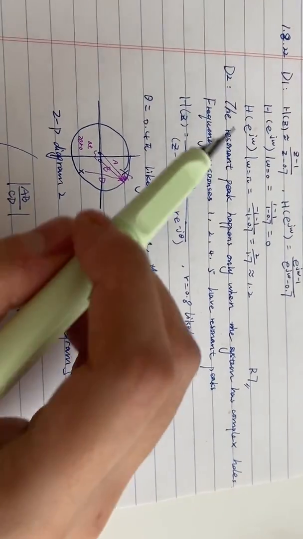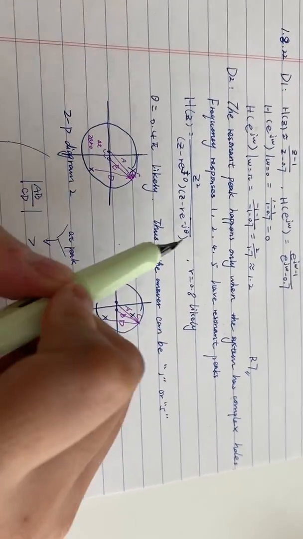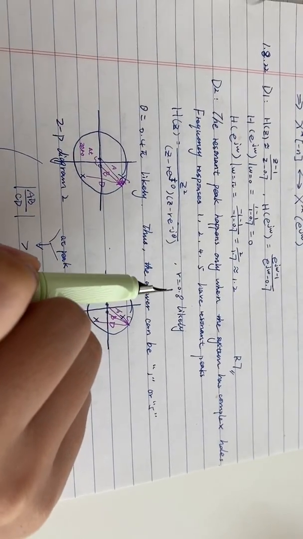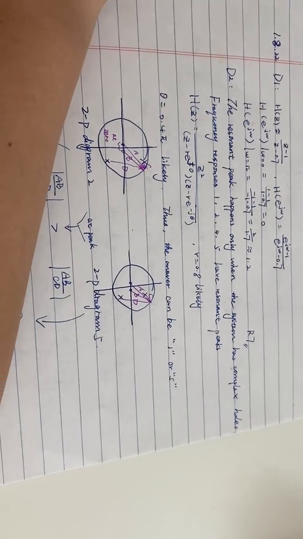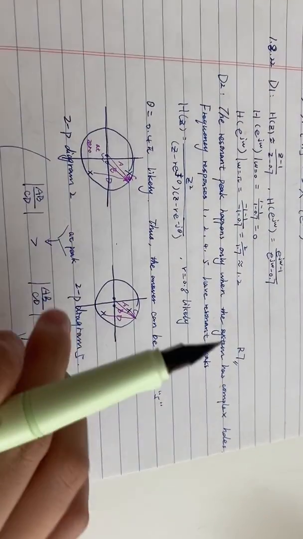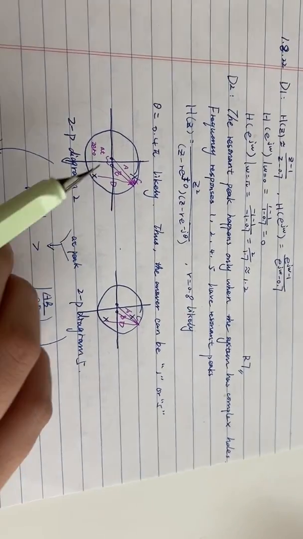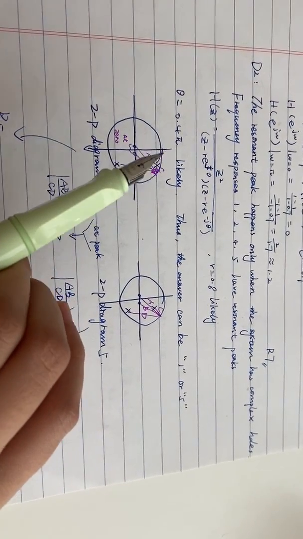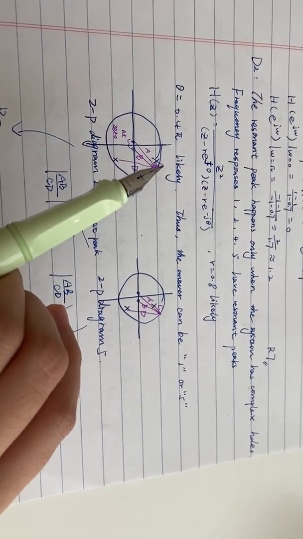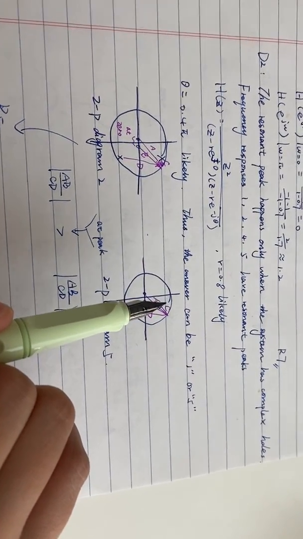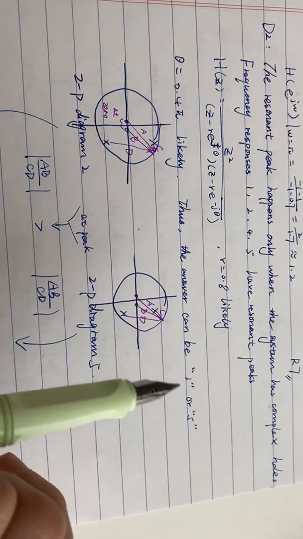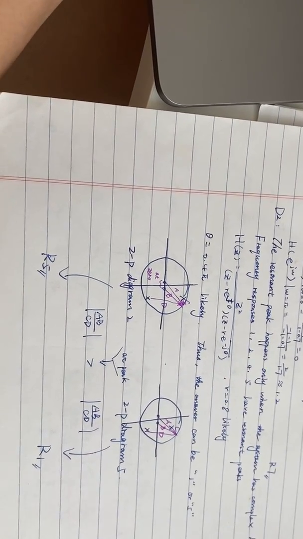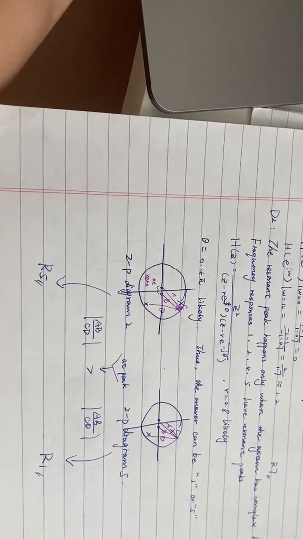Then we can get the big H in this style, and for R we set it to be 0.8 because it looks like this. And then we can get that theta equals 0.4 pi, also likely. Then the answer can be 1 or 5. So for 1 or 5, we cannot decide yet.